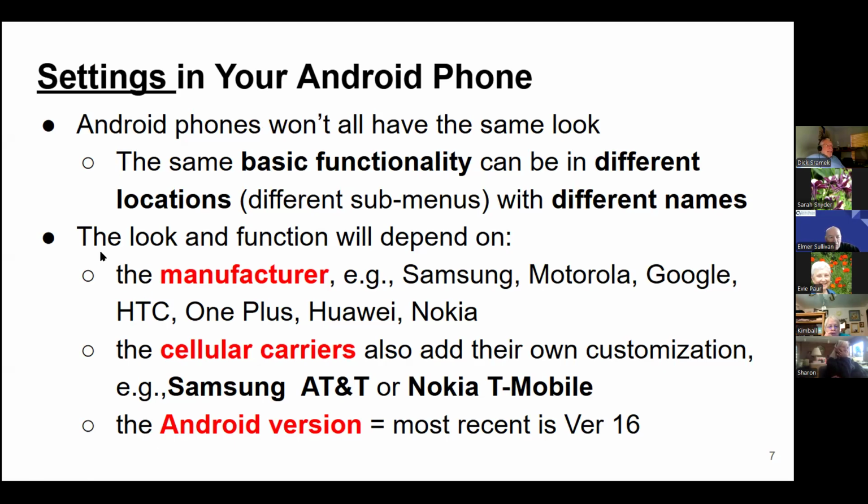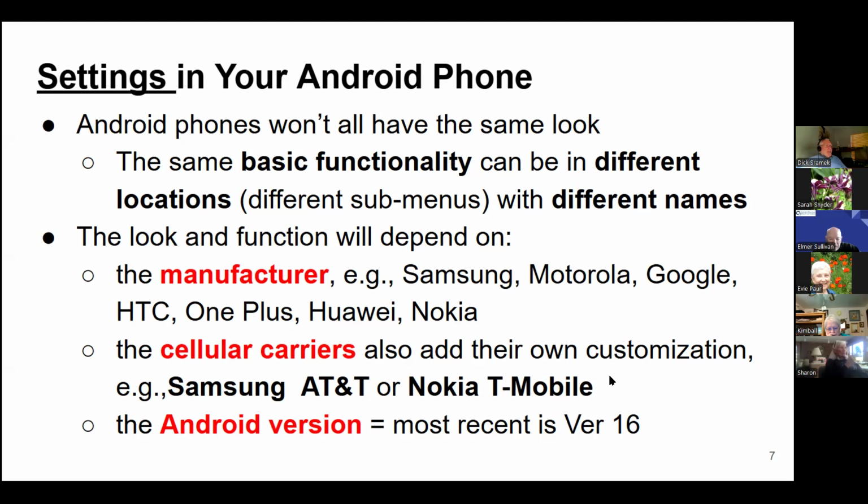The look of the Android settings can depend on the manufacturer, Samsung, Motorola, etc. They take the basic Google core software and they modify the operating system to put their own stuff on it and to make it look uniquely Samsung or Nokia or whatever. And then they pass it on to the cellular carrier, who also customizes the operating system. So you can have a Samsung sold by AT&T, and the settings app in particular won't look the same as a Nokia phone sold by AT&T, and certainly not a Nokia sold by T-Mobile.